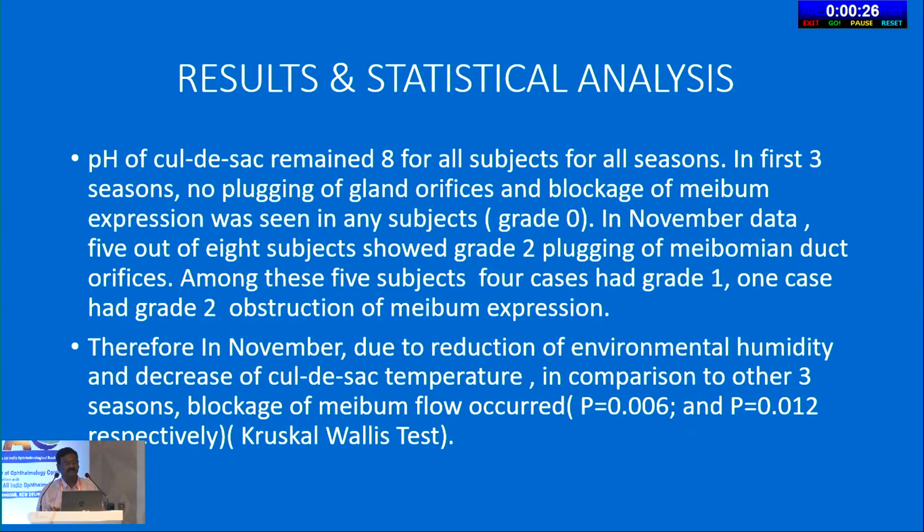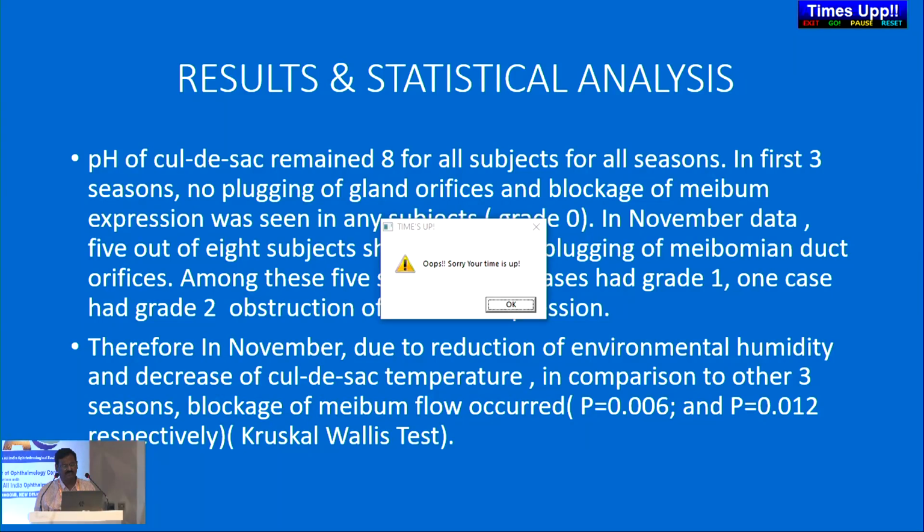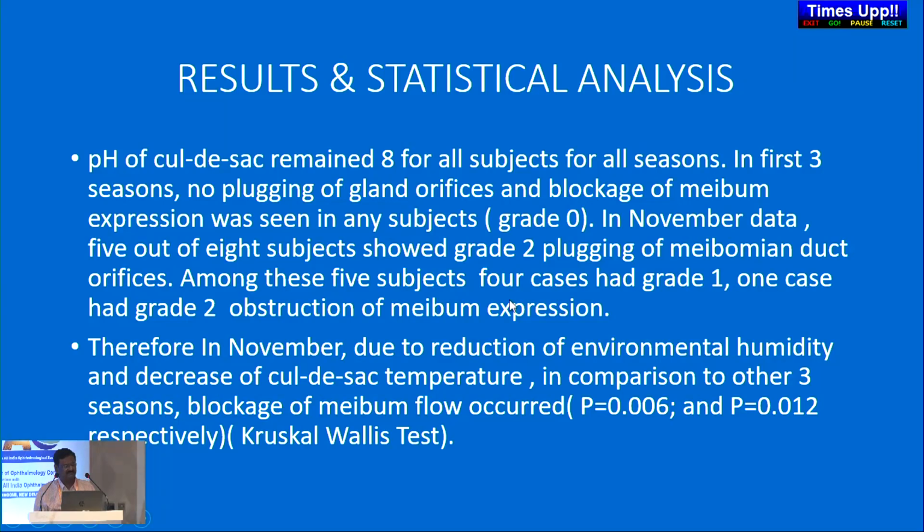pH of the cul-de-sac remained 8 for all subjects for all seasons. In first 3 seasons, no plugging of duct orifices and blockage of meibum expression was seen in any subjects. In November-December data, 5 out of 8 subjects showed grade 2 plugging of meibomian duct, and of these 5 subjects, 4 cases had grade 1 and 1 case had grade 2 obstruction of meibomian expression. Therefore, in November-December, due to reduction of environmental humidity and decrease in cul-de-sac temperature, in comparison to other 3 seasons, blockage of meibomian flow occurred.